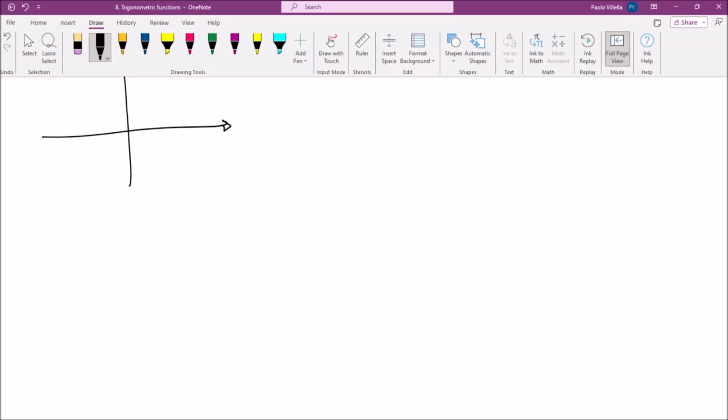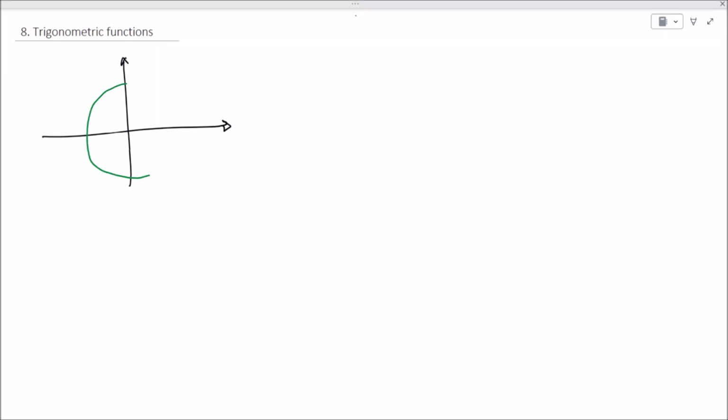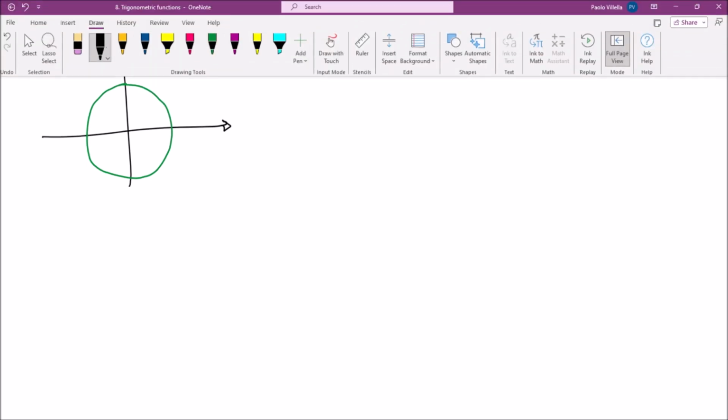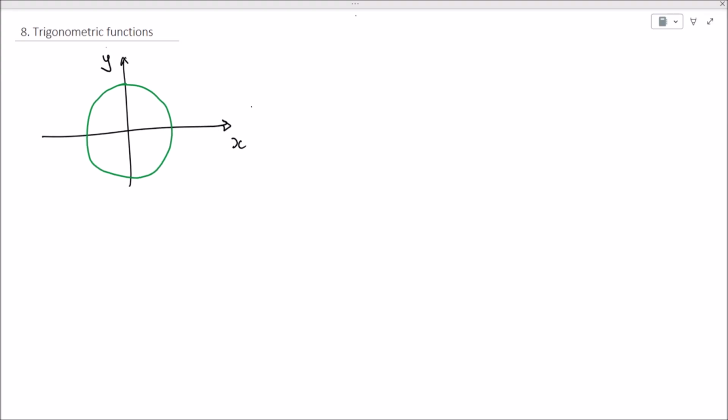We will now introduce these functions, and they are usually referred to the unit circle, which is a circle centered at the origin with radius equal to 1. So these are the xy axis, and the Cartesian equation of the circle is x squared plus y squared equal to 1. So radius is equal to 1, and the circumference is given by 2 pi r, which in this case is just 2 pi, and the area is equal to pi r squared, which means just pi.